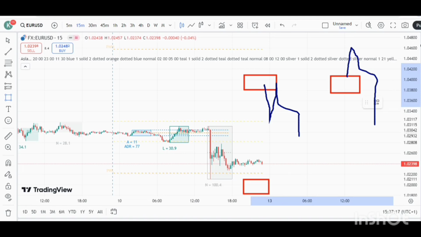I'm looking for the market to break out of the Asian range, pull back, and continue to buy. That's the first one. The second one is our Asian range again. It's for the market to break to the high, reverse, then continue to buy. So these are the two things that I look for.